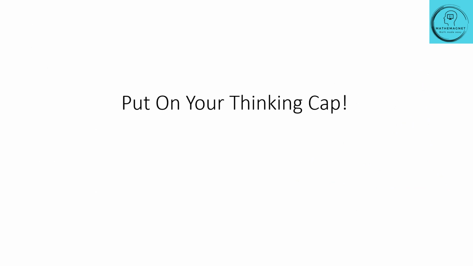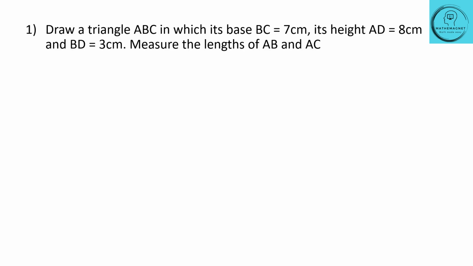Now let's all put on a thinking cap and solve these little tricky questions, okay? Let's look at the first question. Here we need to draw a triangle. They've given us the measurements. Draw a triangle ABC in which its base BC is 7 cm, its height AD is 8 cm and BD equal to 3 cm. Measure the length of AB and AC.